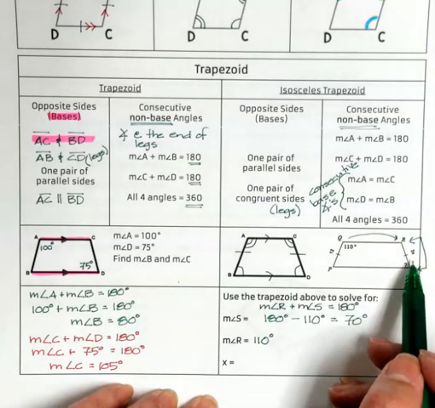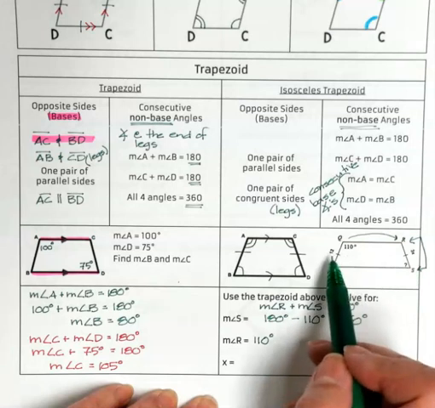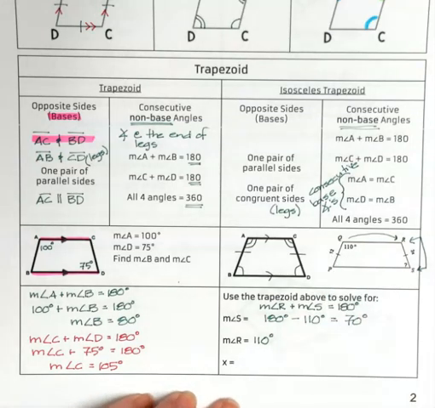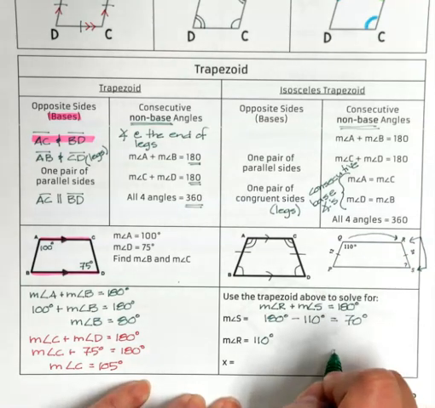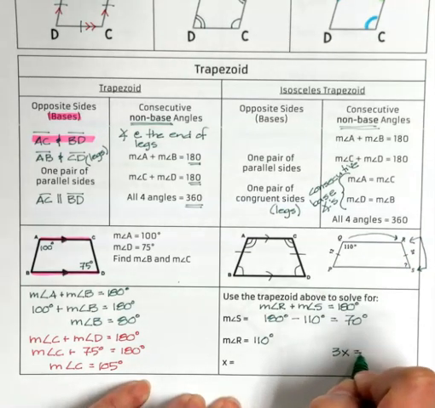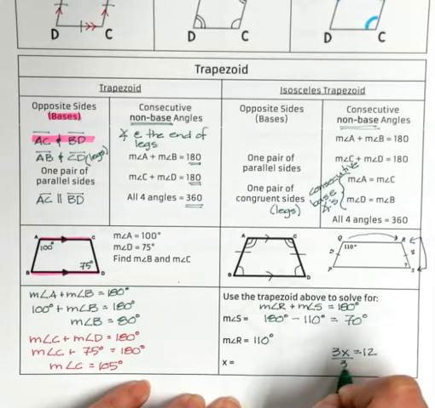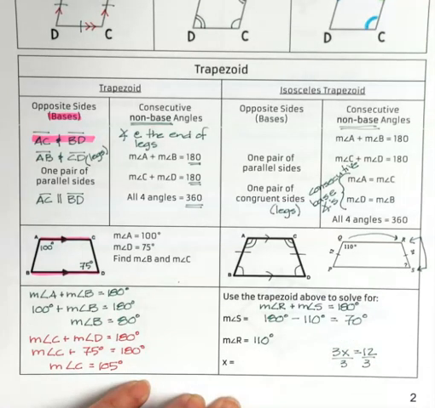When we want to solve for x, notice the two congruent sides. If they are congruent, their measures are the same, so I can set them equal to each other. 3x equals 12. Divide both sides by 3, and we get x equals 4.